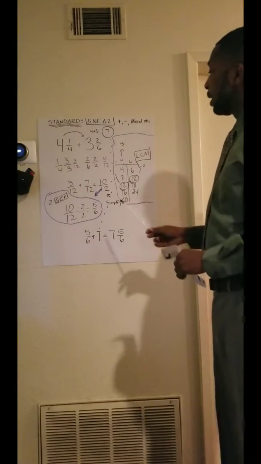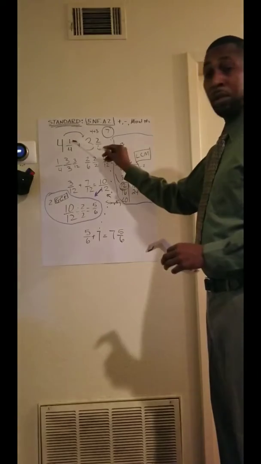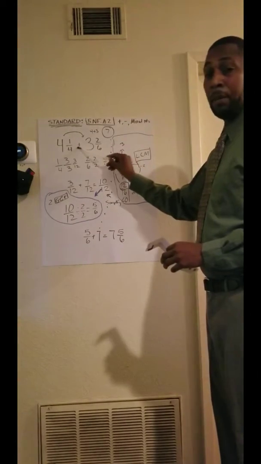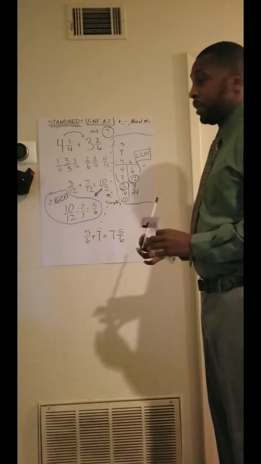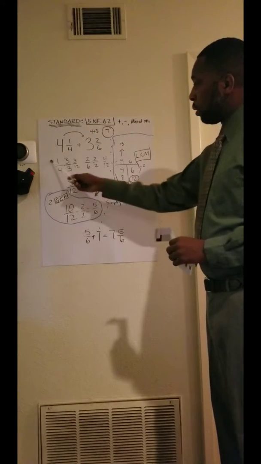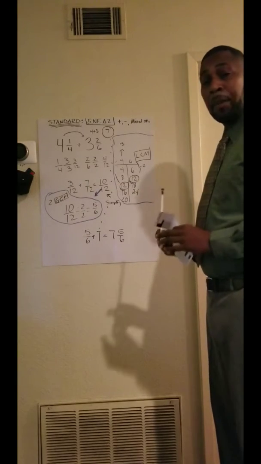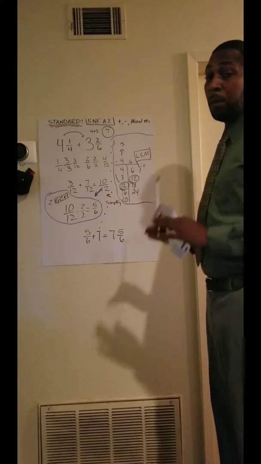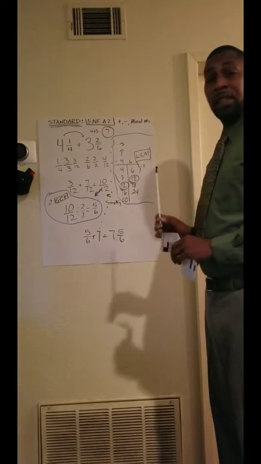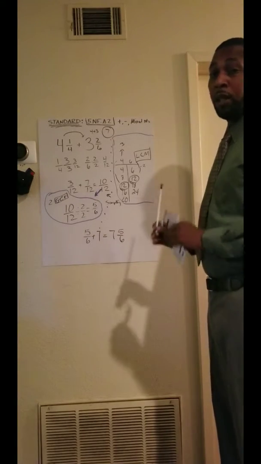Okay, the next step is finding a common denominator. Now in fractions, the top number is the numerator, the bottom number is the denominator. Whenever you're adding fractions, you have to find a common denominator. So what we're going to do right here is 1/4 and 2/6. I brought those down. To find a common denominator, you have to find the LCM, which is the least common multiple. That is the smallest number that both denominators will equally go into.